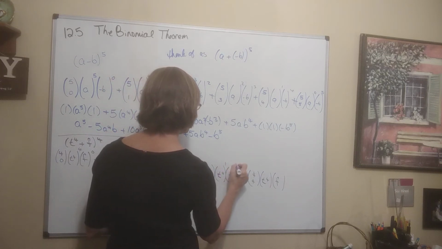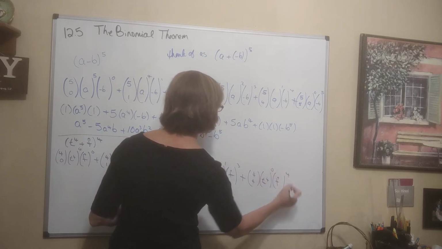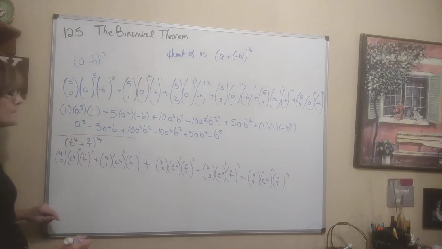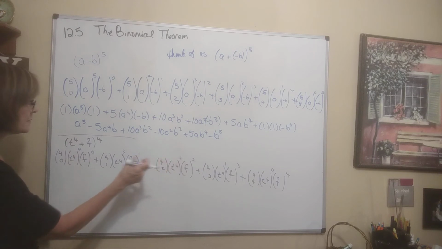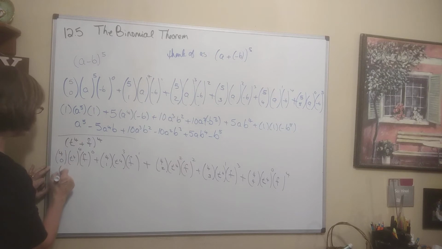This is going to be 1, and this is 3. This is going to be 0, and this is 4. So that adds up to 4, adds up to 4, adds up to 4, adds up to 4. Okay, I feel okay about that. 4 choose 0 is 1. T to the 4th to the 4th is T to the 16 times a 1.